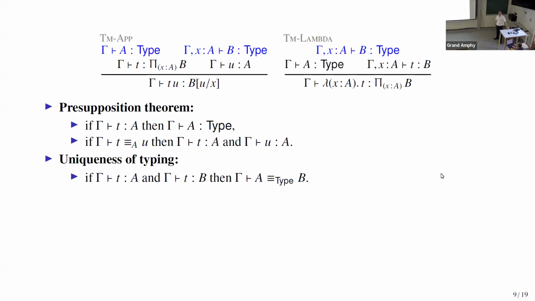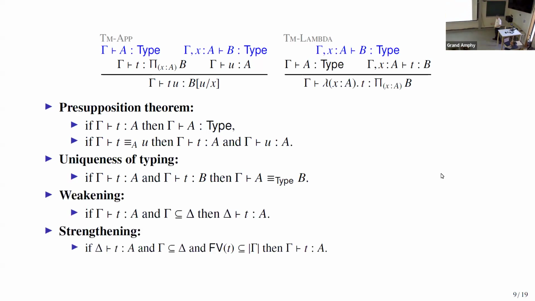So let's look at some other meta theorems that are desirable for a type theory to have. One of them, which may or may not hold, but it's a lot easier to work with your type theory if it does, is uniqueness of typing, which says that if you can show that T has type A and that T has type B, then you can also show that A and B are equal. That's uniqueness of typing. And then there are two more basic ones, weakening and strengthening.